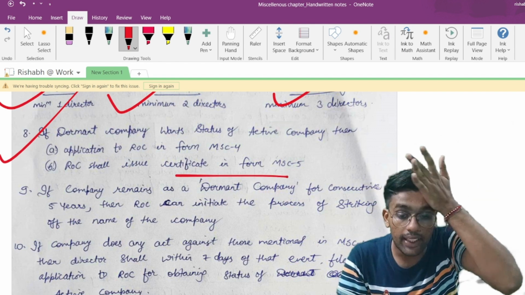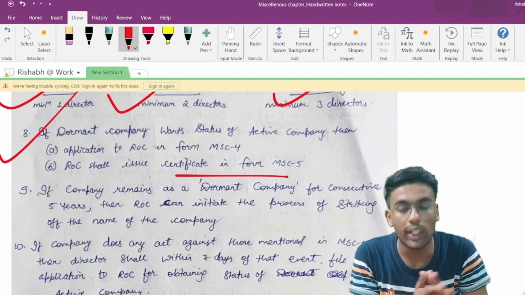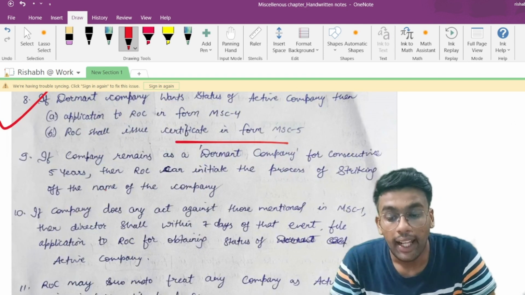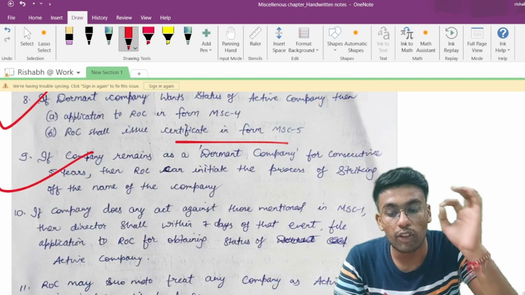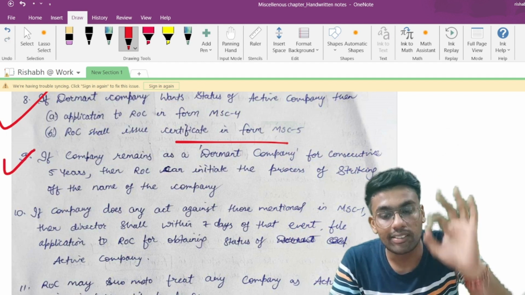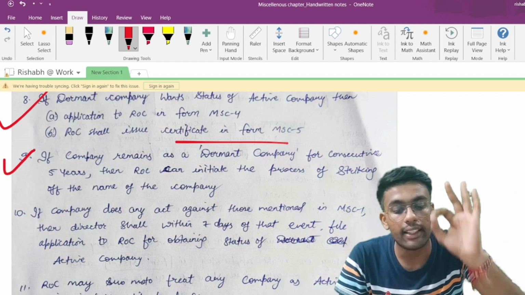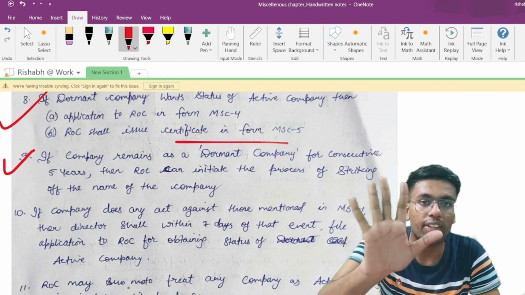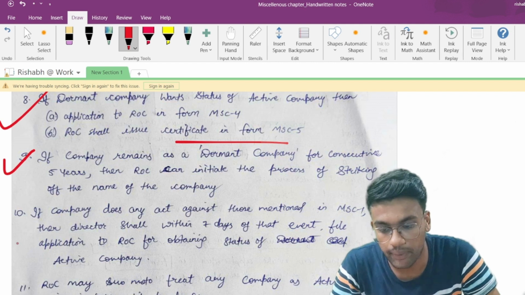Then the application is to be filed in form MSC4 and the certificate will be issued by the ROC in form number MSC5. If a company remains dormant for 5 consecutive financial years, then the ROC can initiate the process of striking off the name of the company. That means a company can stay dormant for a maximum of 5 years.